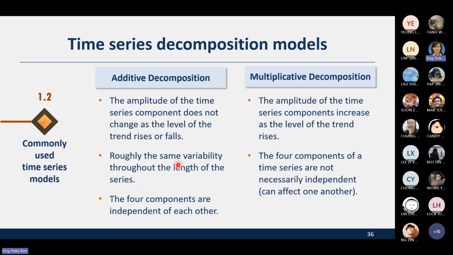As mentioned, same variability. And because it is an additive decomposition, the 4 components are independent of each other. On the other hand, multiplicative means that each component is not independent and can affect one another because of the multiplicative effects. So you see that the amplitude or magnitude of the changes will be different. They can be going bigger or going smaller over time.